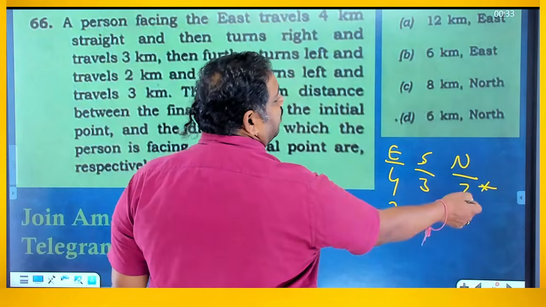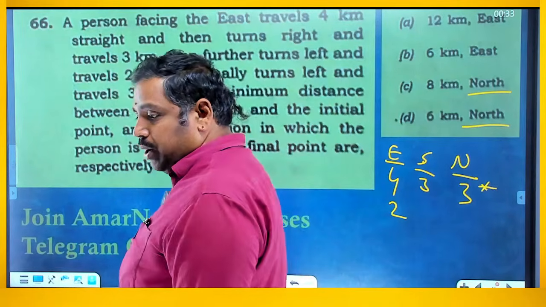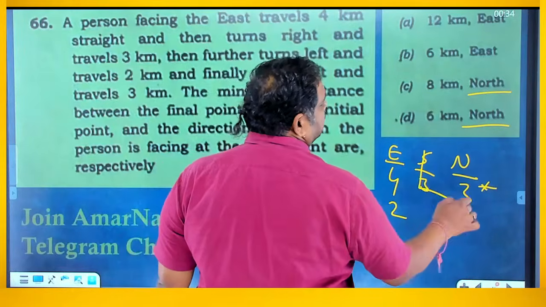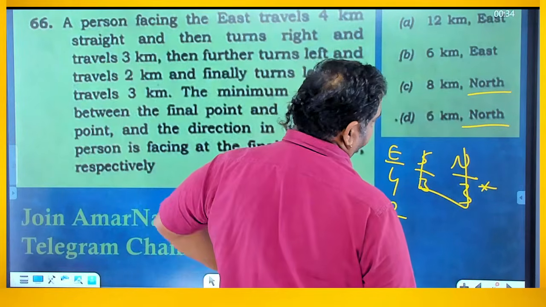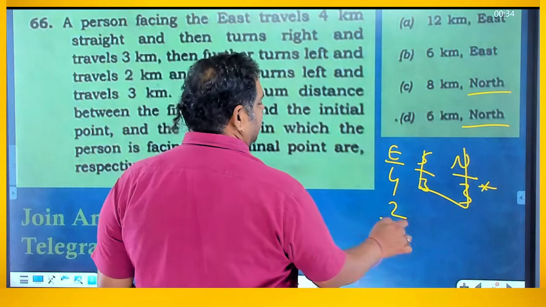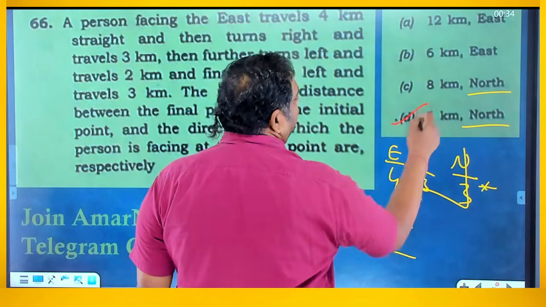At the end, he is moving in the north, na? North and north, either of these will be the answer, right? Now the distance is also being asked, right? North and south are opposite and equal, na? Cancel it. So what is the distance here? 6 kilometers. So which option is the answer here? D is the answer. Okay, great.